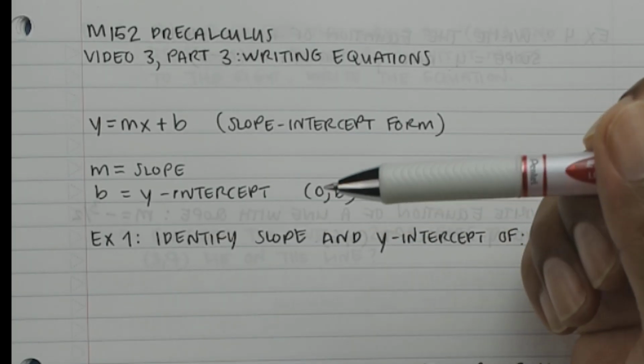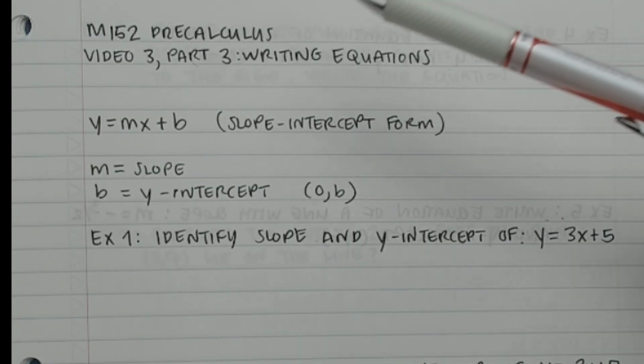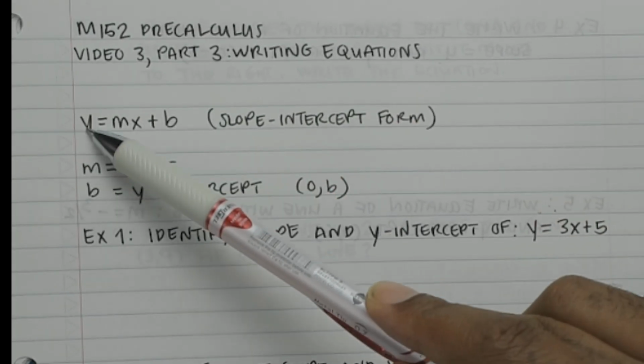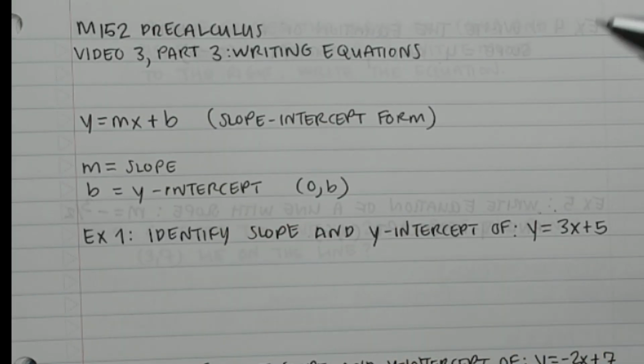Hello again. In our last video, we studied zero slope and undefined slope. Now we're going to move from finding the slope of a line to writing the equation of a line. And we begin with the most familiar form of a linear equation. That is y equals mx plus b. So this is called slope-intercept form.